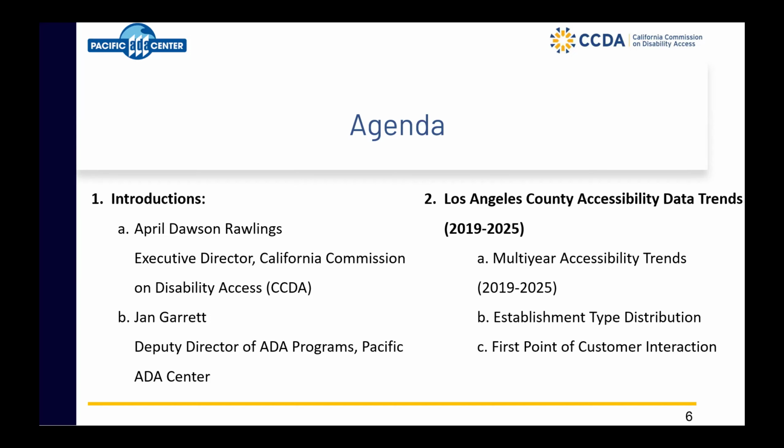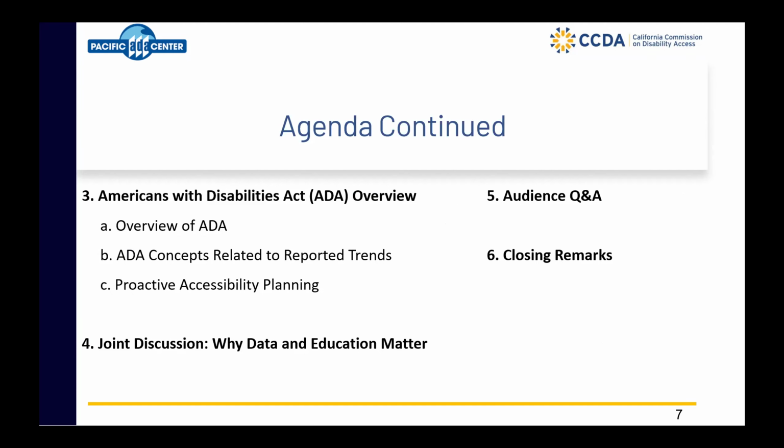Okay, so I think we are also going to be talking about the Los Angeles County accessibility data trends from 2019 to 2025, as April mentioned earlier. We'll look at multi-year trends, the establishment type and distribution, and the first point of customer interaction. After we set the table with CCDA's data, we will have Jan come back on and talk about an Americans with Disabilities Act, ADA, overview.